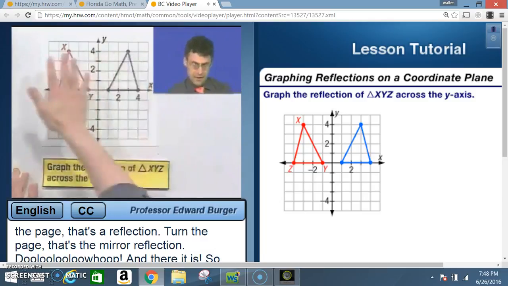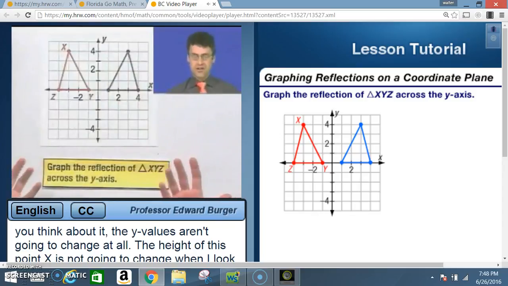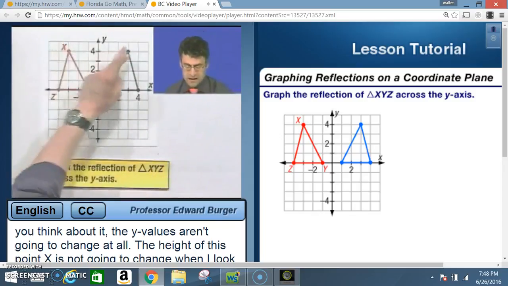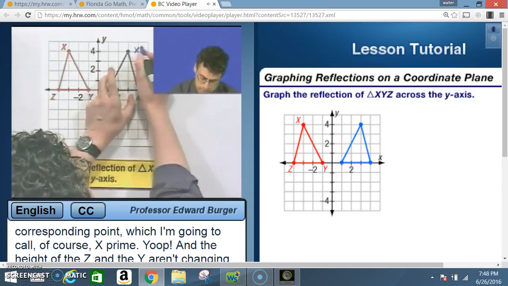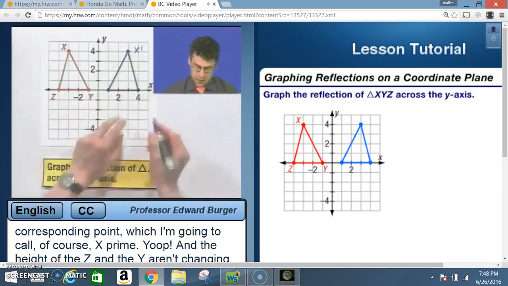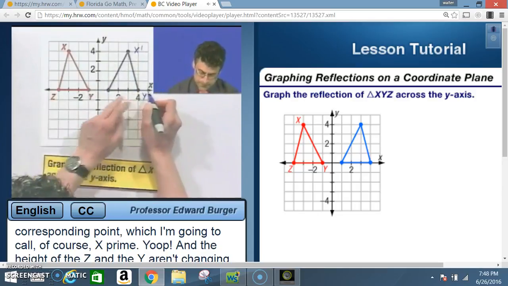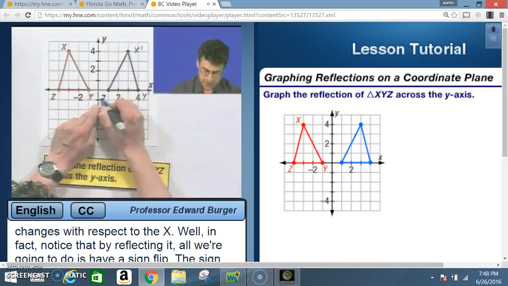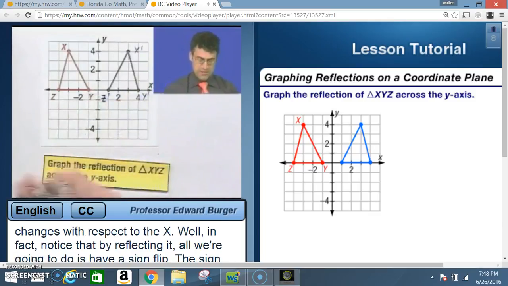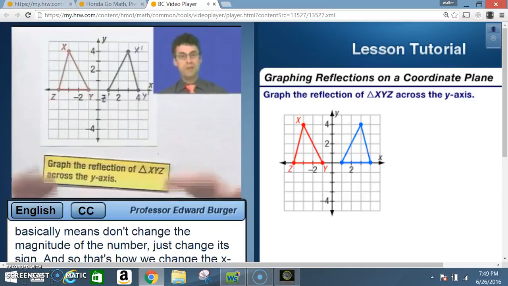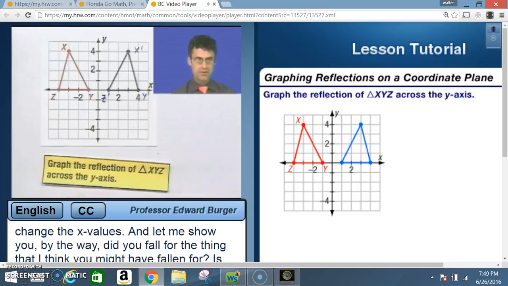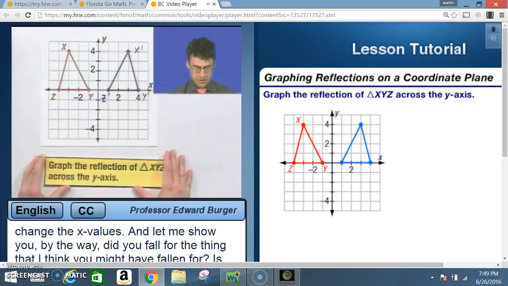So how do you find that? Well, if you think about it, the y values aren't going to change at all. The height of this point, X, is not going to change when I look at its corresponding point, which I'm going to call, of course, X prime. And the heights of Z and Y aren't changing as well. But what changes with respect to the x? Notice that by reflecting it, all we're going to do is have a sign flip. The sign will change, which basically means don't change the magnitude of the number, just change its sign. That's how we change the x values.